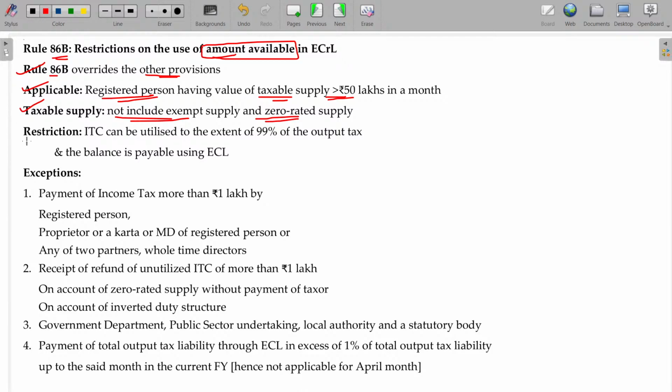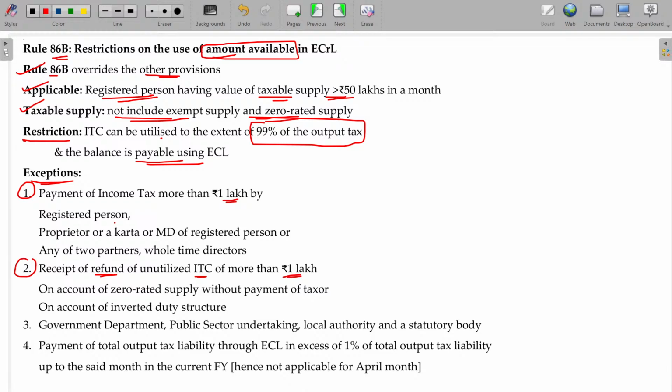Right. Restrictions. What is the restriction? ITC can be utilized to the extent of 99% of the output tax, and the balance is payable using the electronic cash ledger only. Is there any exception, sir? Yes: payment of income tax of more than 1 lakh by the registered person. If I, being the registered person, pay income tax of more than 1 lakh, this condition is not applicable. Or receipt of refund of unutilized ITC of more than 1 lakh.